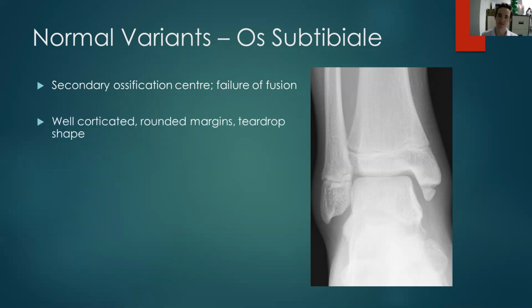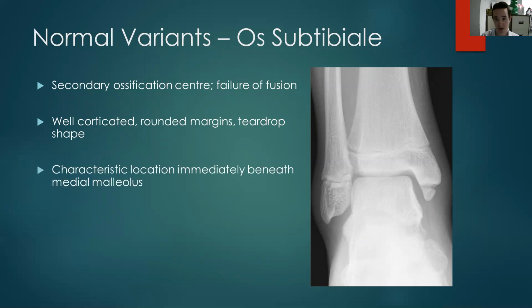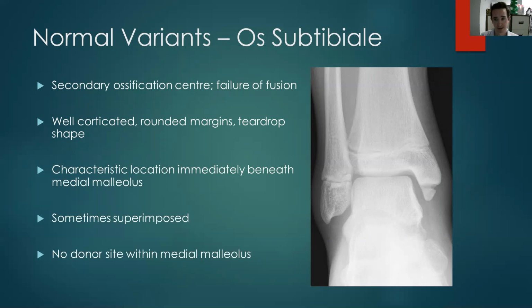It's got a characteristic sort of upside down triangle or teardrop shape. It's always at the distal tip of the medial malleolus. And again, it's got really lovely, smooth, well-corticated margins. Just like your os subfibulare, there's no obvious donor site that it slots into. It just sits over the top of it.